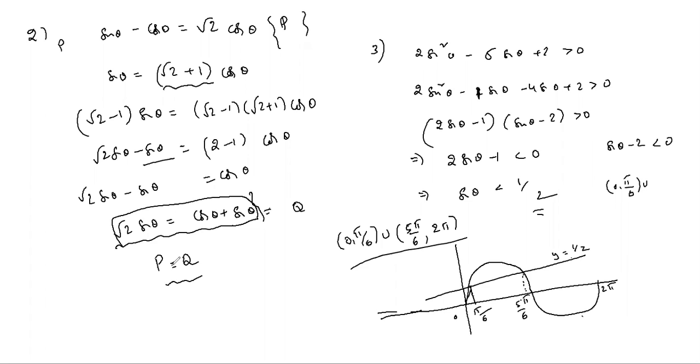You understand? So could you explain the graph part in question 3? Graph part means less than 1 by 2. See here.